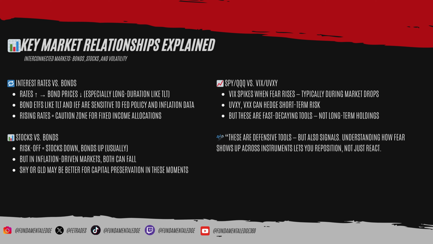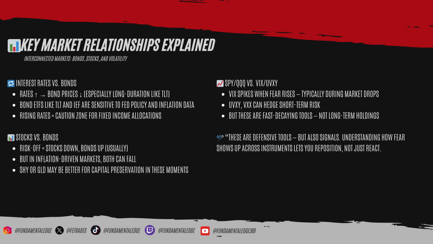Now, let's explore stocks versus bonds, risk on versus risk off. You'll often hear traders talk about the market being in a risk on or risk off regime. What they mean is this: in risk on environments, investors are hungry for returns. They pile into growth stocks, tech, emerging markets, assets that offer upside, even if they come with volatility. Bonds in this case are not so attractive. Why lock in a 3% yield when the NASDAQ is flying?